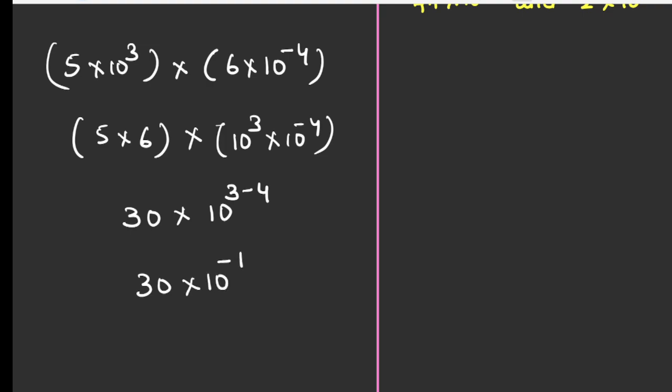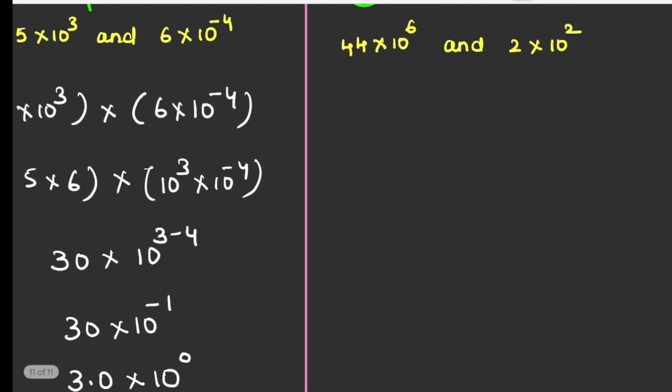So how to write this in scientific notation? In scientific notation you can write this as 3.0 into 10 to the power of. So what we have done is we have kept the point here. So we have moved the point to the left side. If you are moving to the left side it will be plus sign. So plus 1 and here already you have minus 1. So plus 1 and minus 1 will become 0. So 10 to the power of 0. So this is the scientific notation.